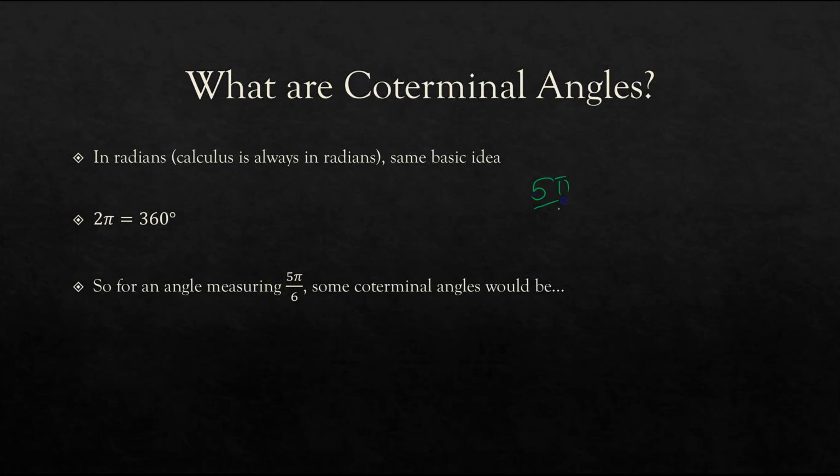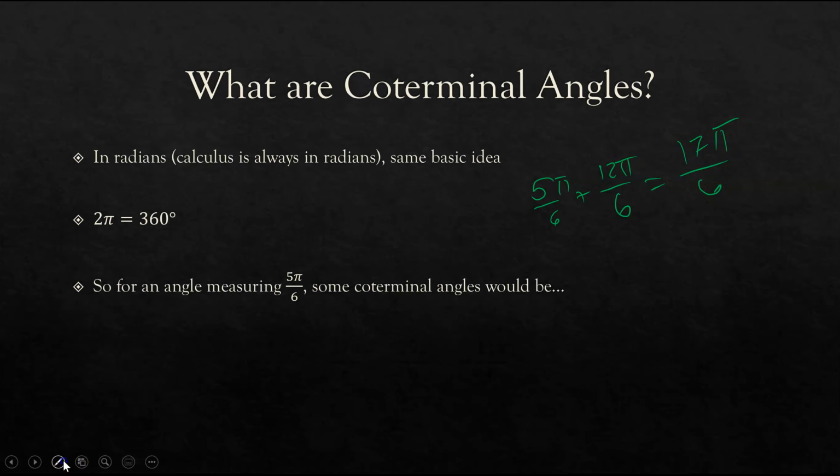So if I had 5 pi over 6 and I add 2 pi to that, let's write up here, 5 pi over 6 plus 2 pi would be 12 pi over 6. Just to make it simpler, I'll make the common denominator right away, right? 2 is 12 sixths. So 5 pi over 6 plus 12 pi over 6 would give me 17 pi over 6, right? That would be one. Or I could subtract 2 pi.